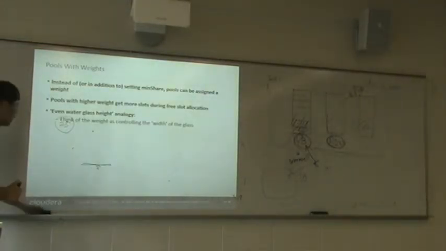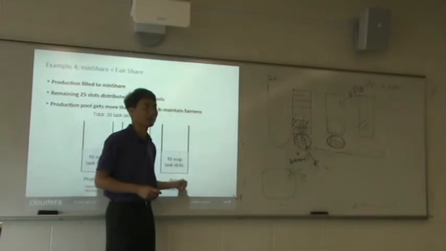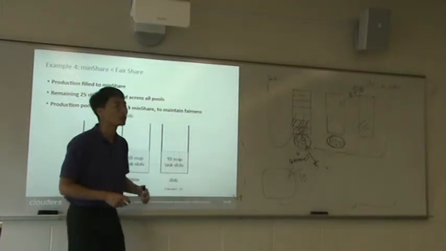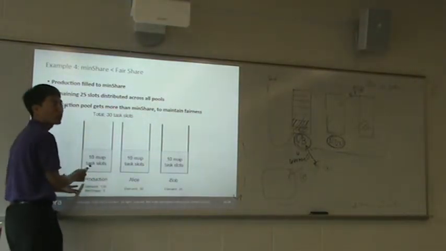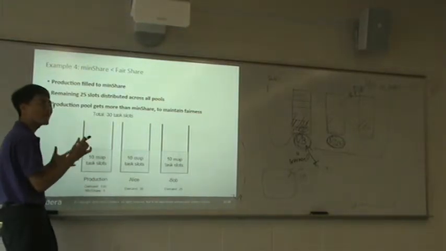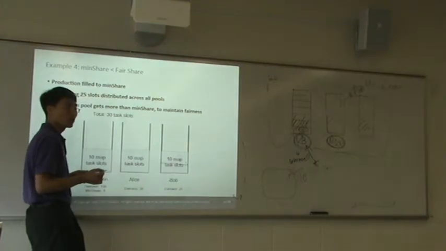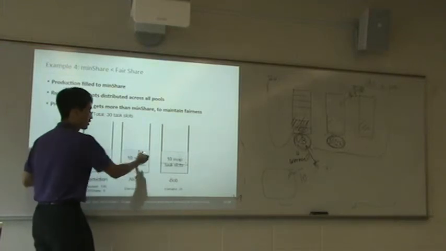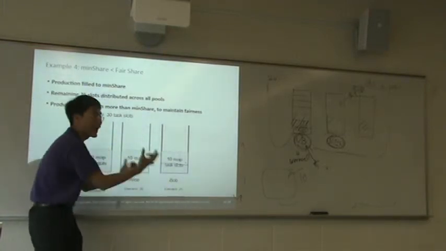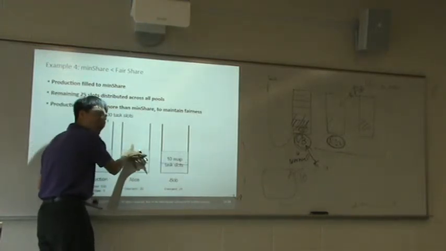The next one is, in this case, Bob usually submits the heavy job, okay? Usually two times heavier than the other jobs. So if we apply the minimum share, it's complicated anyway. Even though we have assigned the minimum share, because of the fair share algorithm, it's the same. So can we always assign two times more than others? No.